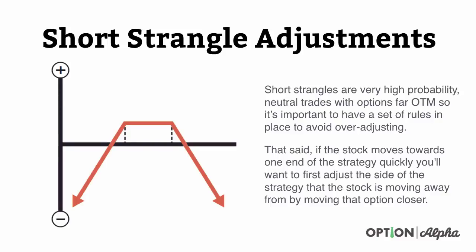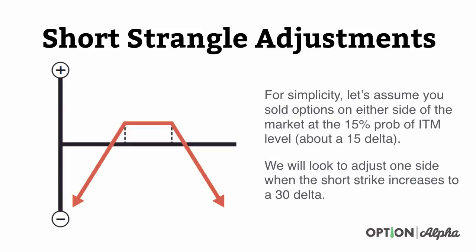That said, if the stock moves toward one end of the strategy quickly, you'll want to first adjust the side of the strategy that the stock is moving away from by moving that option closer to wherever the stock is trading now.